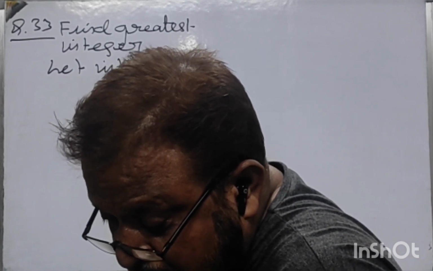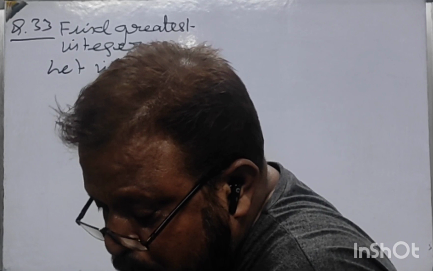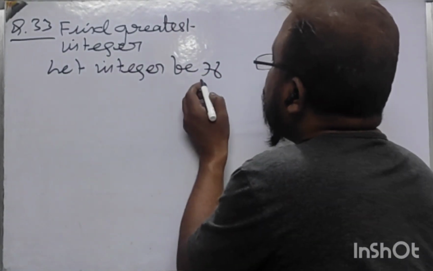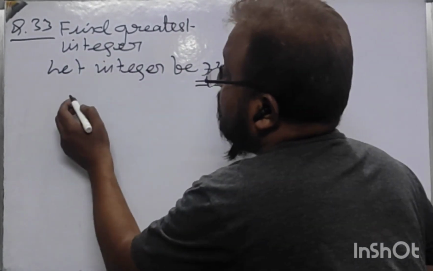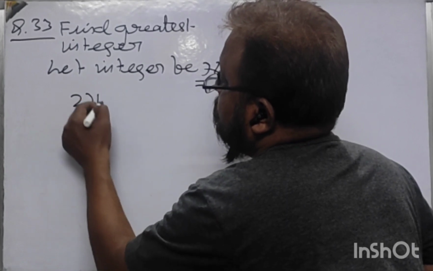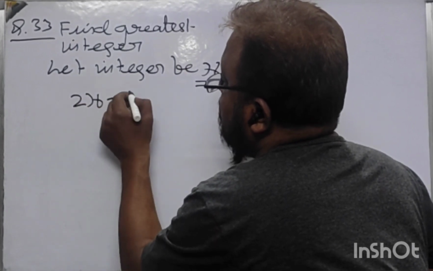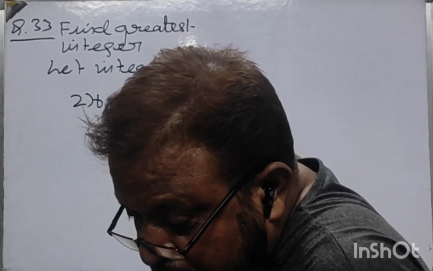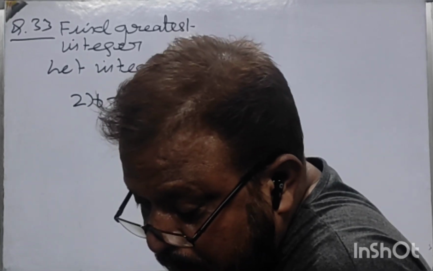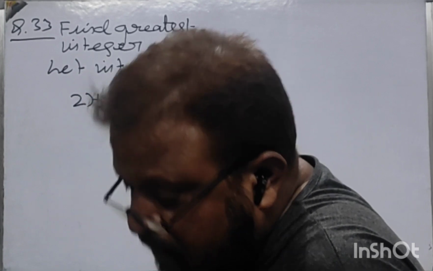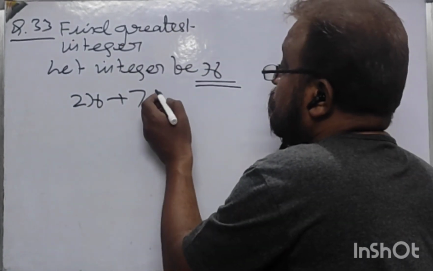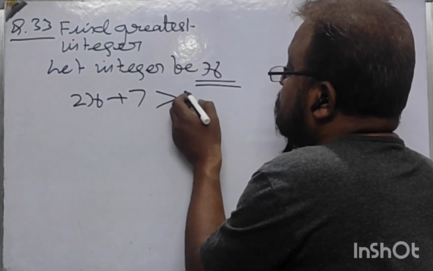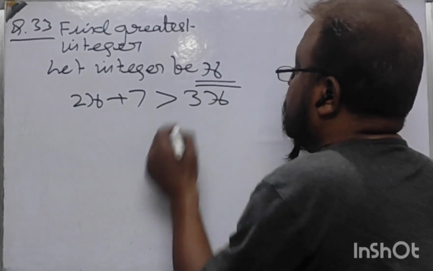The integer is such that if 7 is added to its double, so double of this number will be 2x, and when 7 is added to this, the resulting number becomes greater than 3 times of the integer. So it is greater than 3 times of the integer, that is equal to 3x.